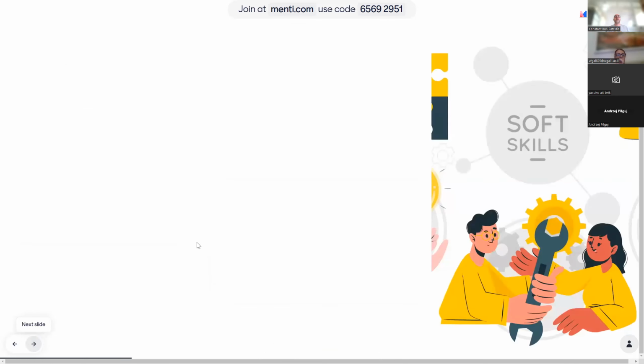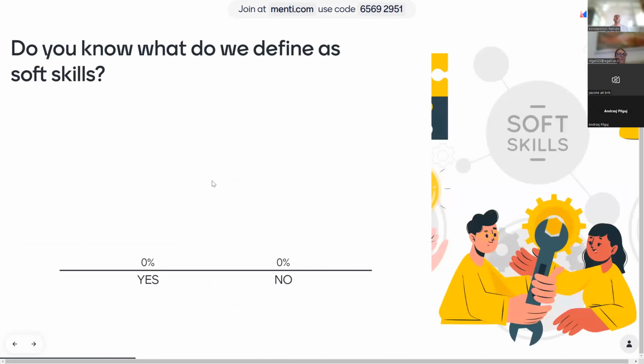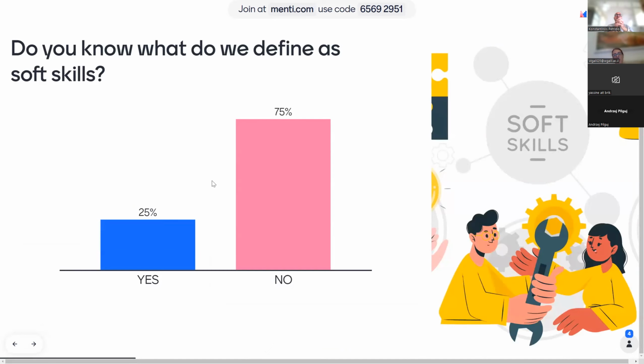So let me go to the next question. Do you know what we define as a soft skill? Yes or no? Think. Probably you don't know what a soft skill is. Until I was interviewed by Boston Consulting, I had no idea what soft skills were. Actually, the name does not say very well what they mean. They are very important. Definitely, they are not soft.